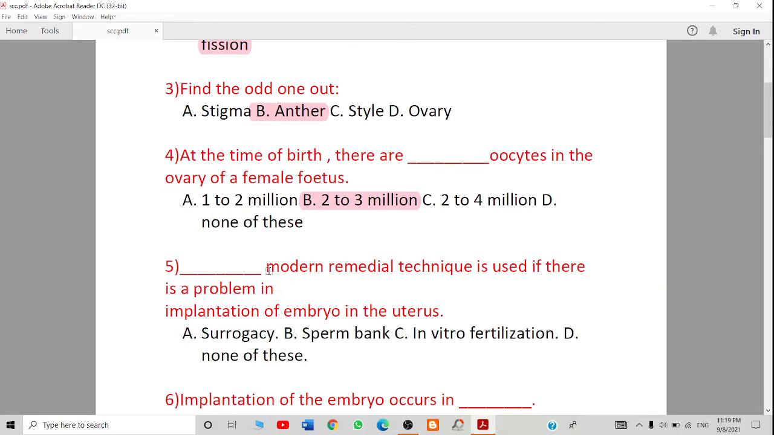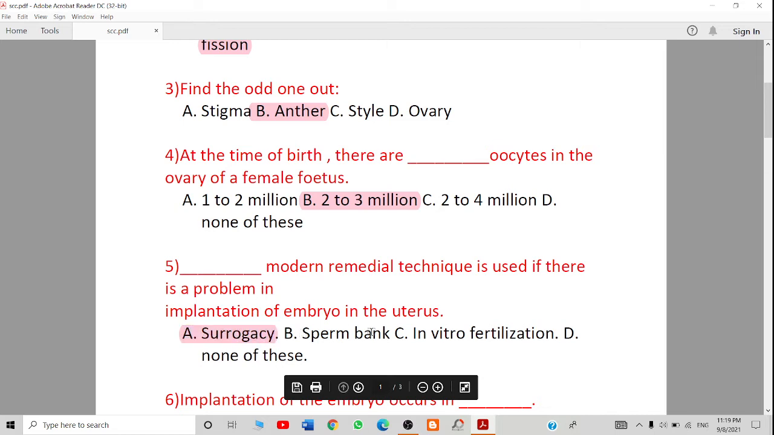Then, which modern remedial technique is used if there is a problem in implantation of the embryo in the uterus? Which technique is useful for the problem of implantation of the embryo in a uterus? Let's go through the options. First is surrogacy. In surrogacy, if a mother has a problem where the embryo cannot develop inside the uterus, then surrogacy is used. That's why the answer is surrogacy.